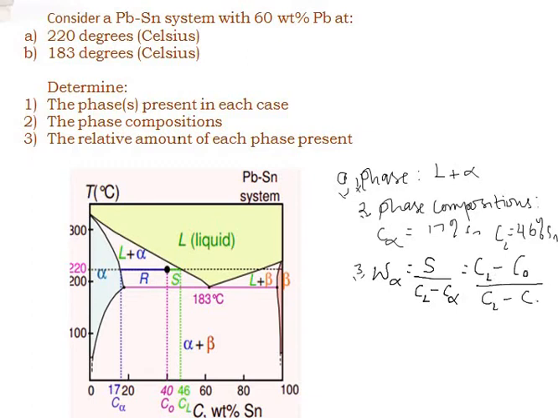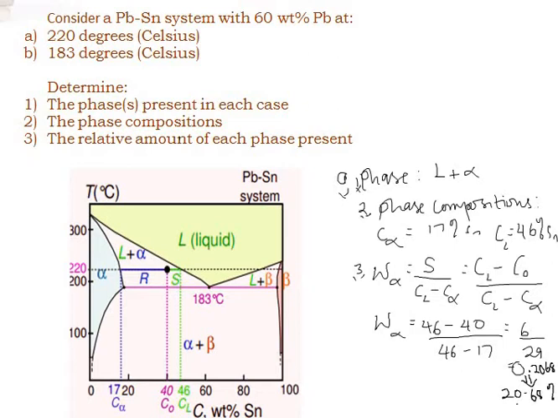Divided by CL minus C alpha. Now when we substitute the values, our W alpha will be equal to 46 minus 40 divided by 46 minus 17. Okay, so we have 6 divided by 29. If you divide 6 by 29, it will give you 0.207 or 0.2068. If you convert this to percentage, it will be 20.68%, or approximately equal to 21%.